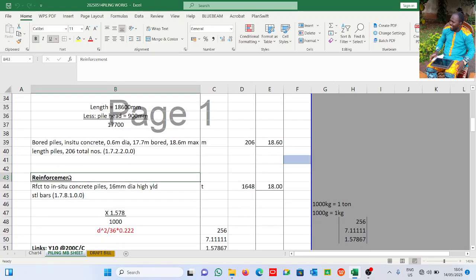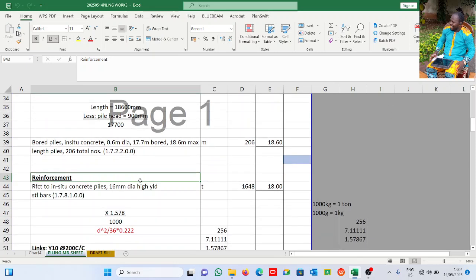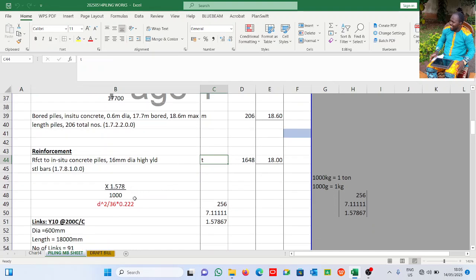Alright, then the reinforcement. Of course, we already told you the reinforcement is 8 number Y16. The vertical ones are 8 number Y16, while the one spiraling, that's the link, is Y10. And reinforcement is measured in tons. Whatever calculation you do, you have to show that it is converted to tons, especially if you're preparing for an exam. If you're working in your office and preparing the bill, you may have a bill you need to price. If it's in kg, you put it there in kg. If it's in tons, you put it in tons, but according to the BESMM 4R, it is in tons. Please let us take note.